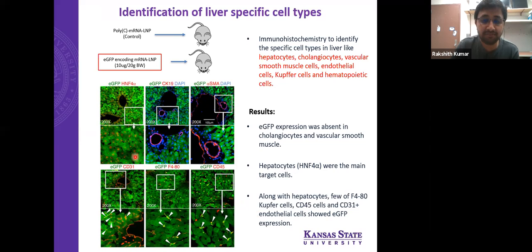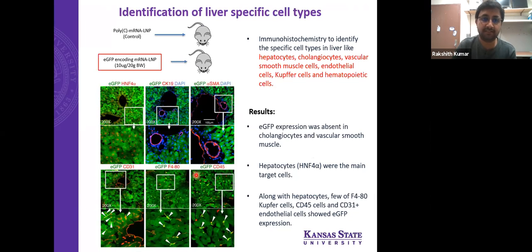And they confirmed that the hepatocytes were the main target cells for this mRNA to get transfected, translated, and to express the protein. But a few of the Kupffer cells, CD45 cells, and endothelial cells were also showing the EGFP protein expression.